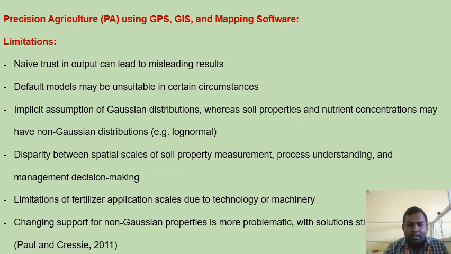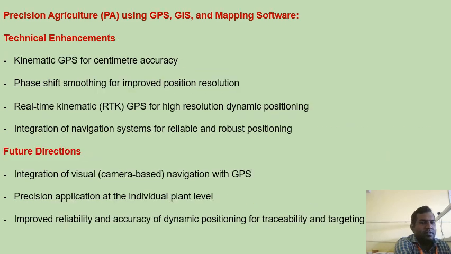Meanwhile, along with the uses, there are some limitations. We cannot completely trust the GPS and GIS data, and it may sometimes cause some errors. Default methods may be unsuitable in certain circumstances. Then the limitations of particular application skills due to technology can also affect the yield in some cases, as has been observed. Changing the support and configuration properties, and more problematic solutions, are still not available. These are the limitations of precision agriculture.